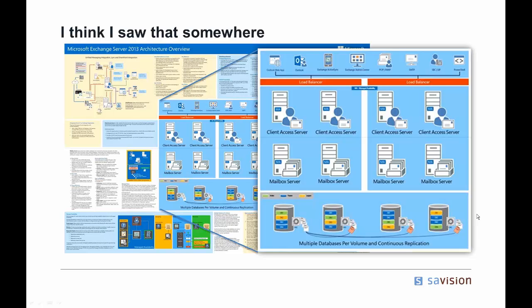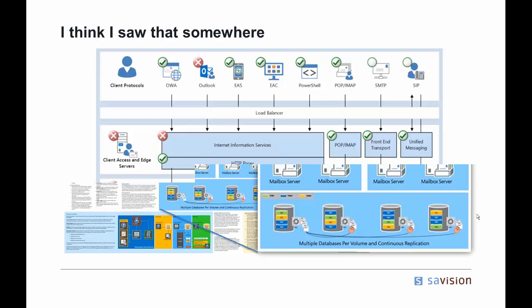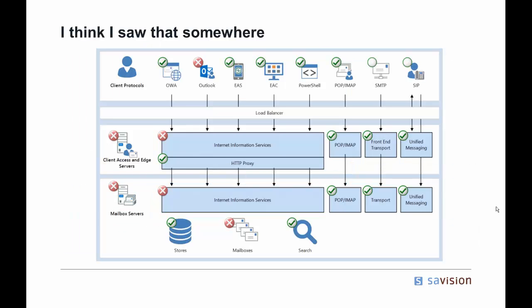So if it's something your Exchange admins are familiar with, build a dashboard. Why don't we just make it look like the poster? We've taken some creative liberties with it, but you can see it follows the same paradigm. At the top, we've got our client access or protocols. It goes through the load balancer, into our client access and edge servers. At the bottom, we have our mailbox servers, and then we've got our data stores for the mailboxes underneath. And at each step of it on this dashboard now, we've attached the health. So right at a glance, you can see at which level of your Exchange architecture the problems are actually happening.